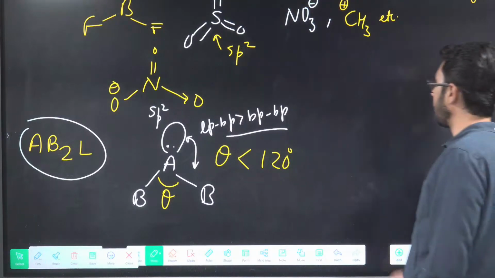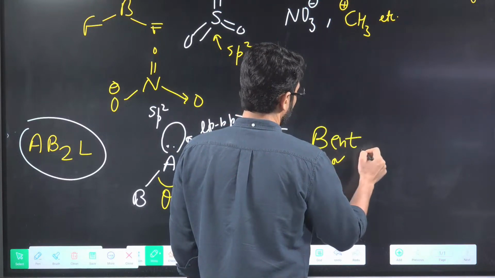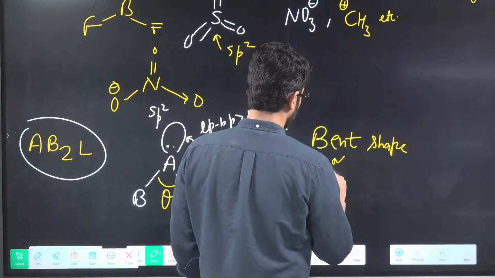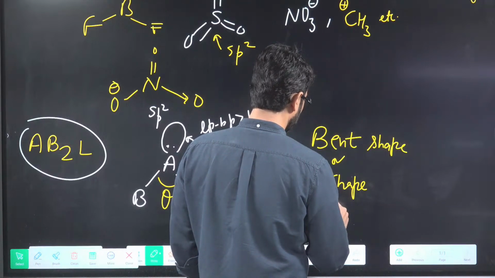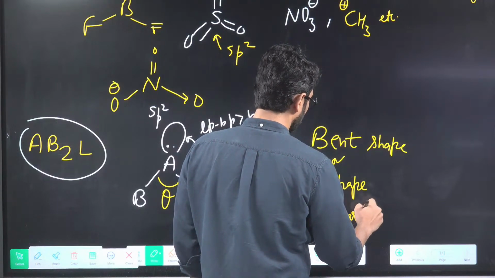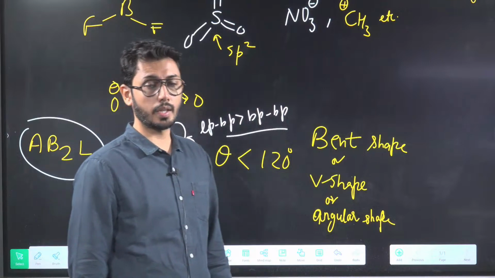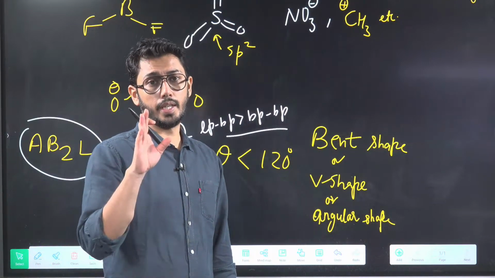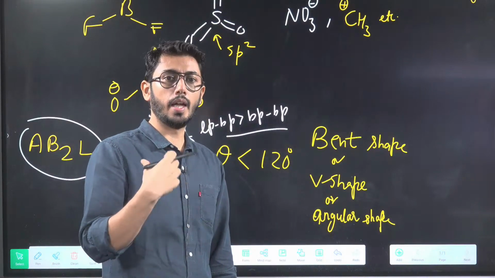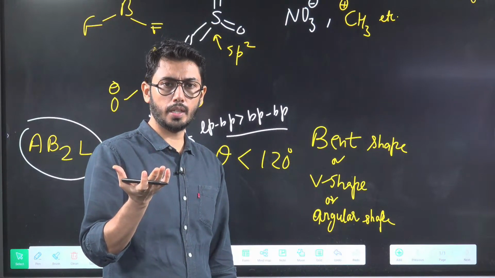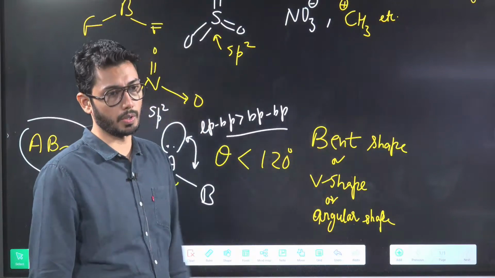Now look, in this case what shape is given? Bent shape, V shape, or angular shape. All are given in the books, so you can mark any of them. These are the different shapes, or normal geometry, you can say, but the electronic geometry remains the same, which is the regular geometry. It is trigonal planar. And the normal geometry or shape is bent shape, V shape, angular geometry or angular shape.